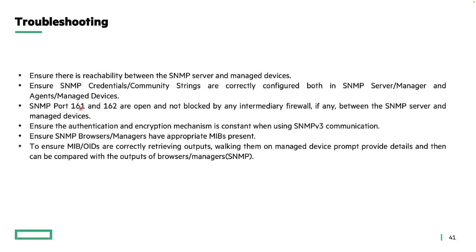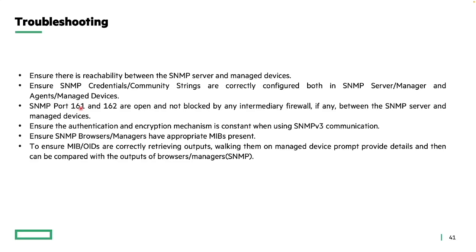Getting into troubleshooting, ensure that there is reachability between the SNMP server and managed devices. Yes, that's the very basic thing, and we usually tend to assume that it's reachable, but it's always better to have that checked. Ensure SNMP credentials and community strings are correctly configured, both in the SNMP server and agents, right? SNMP ports 161 and 162 are open and not blocked by any intermediary firewall, if any, between the server and managed devices. Ensure the authentication and encryption mechanism is consistent when using version 3 communication.